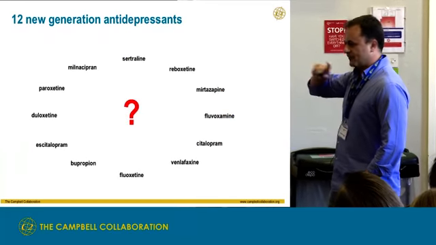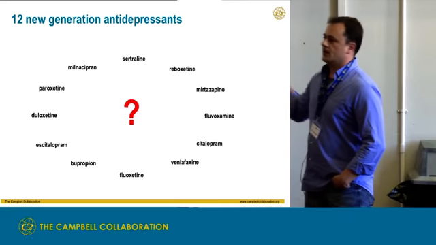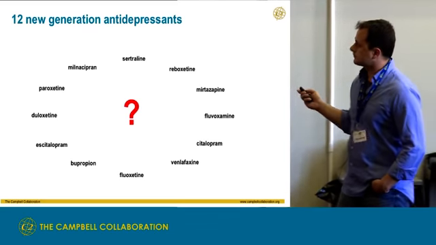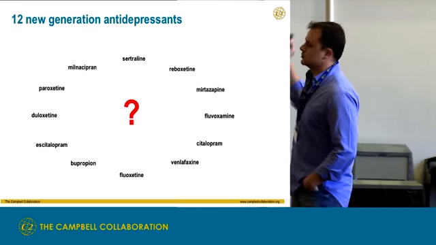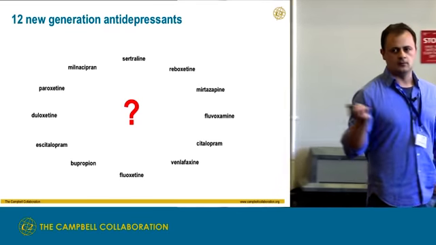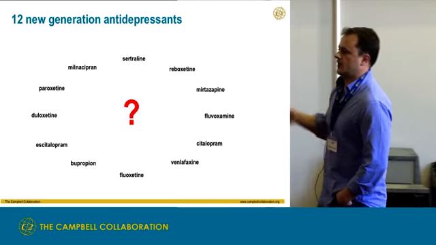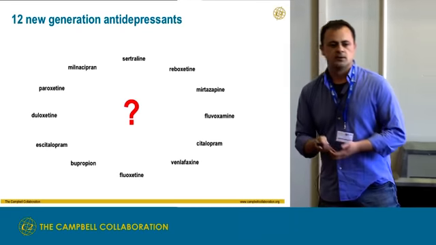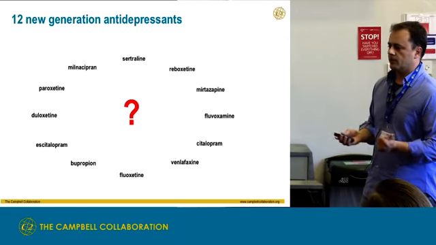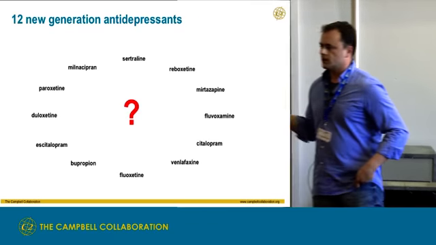So I will stay with the first review, the one focused on pharmacotherapy. There are 12 new generation antidepressants. These are the names: sertraline, reboxetine, and so on. What I'm interested in is not to find which ones beat placebo, but which one is the best, for whom and under what conditions. For example, they may be good for old people, not for young people. They may be good if you have severe depression, but not if you have mild depression, and so on.